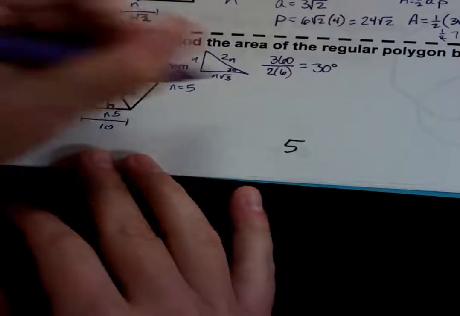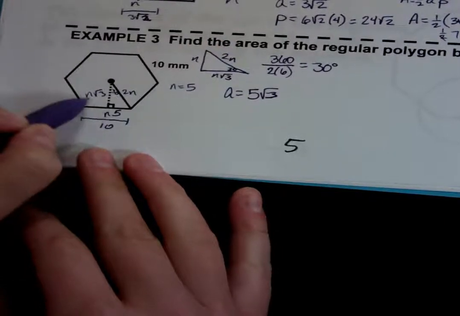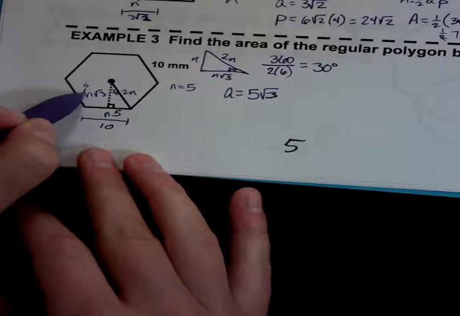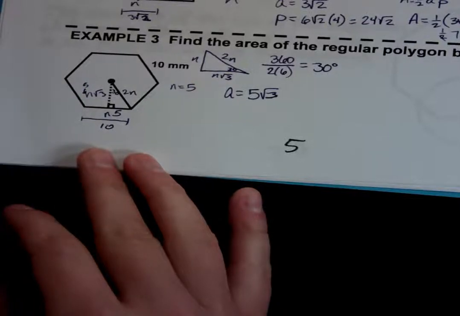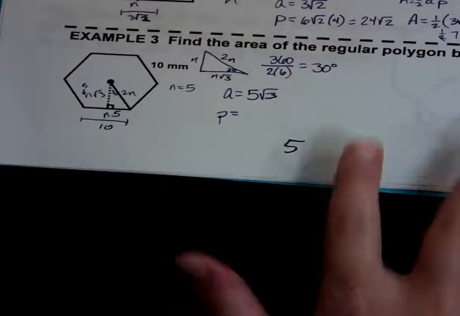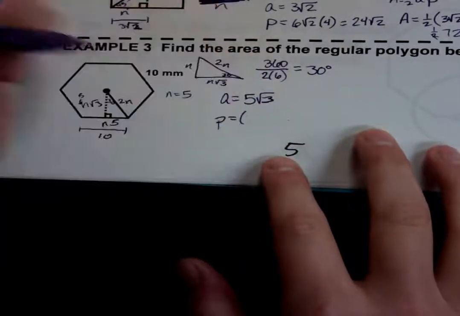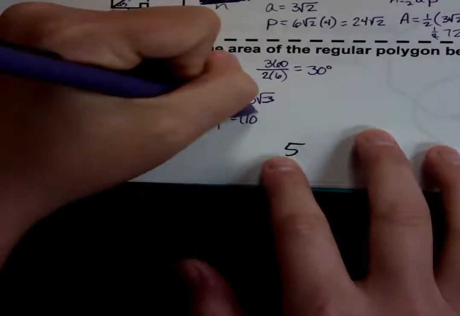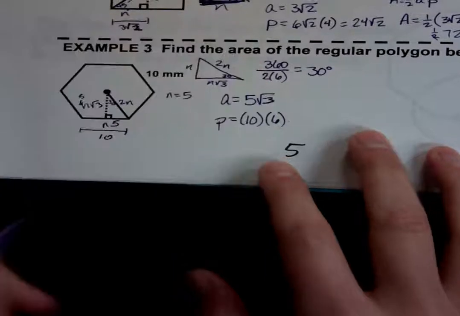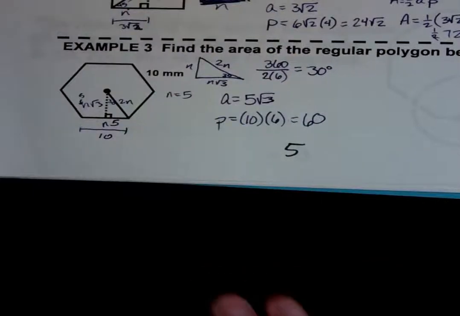All right, so our apothem is going to be 5, so we plug in 5 for n, times the square root of 3. Our perimeter, we already have one of the sides. Super nice. We have one of the sides is 10, and then there's 6 sides because it's a hexagon. So our perimeter is going to be 60. This one is the easiest one. It comes together really nicely.